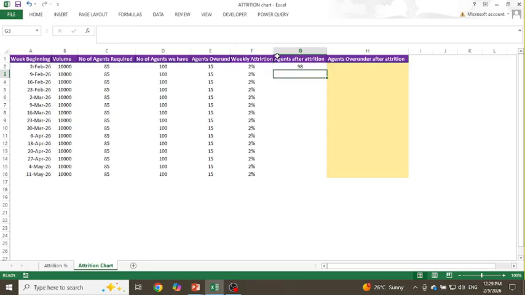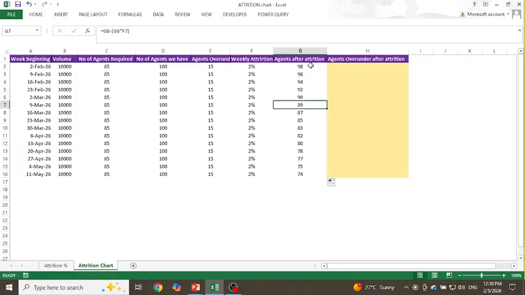For the next week, how am I going to calculate it? In the next week we don't have 100, we have only 98 because two people have already attrited. So 98 headcount minus 98 into my attrition number. Why have I used 98? Because two people already left, and now we calculate the attrition on 98 percent. So 96.